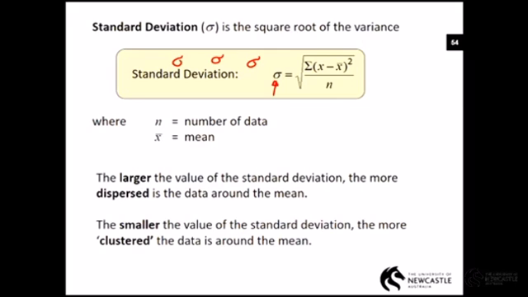So, if we get a large standard deviation, that means the numbers varied a lot. They were spread a lot. If we get a small standard deviation, they're all clustered. They're all really close to the mean.